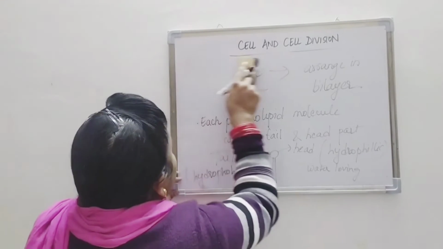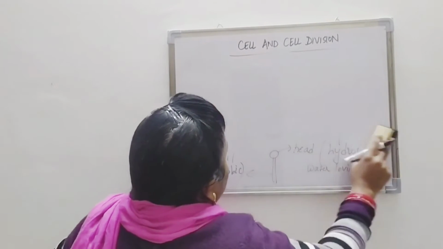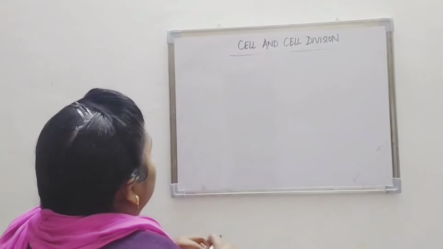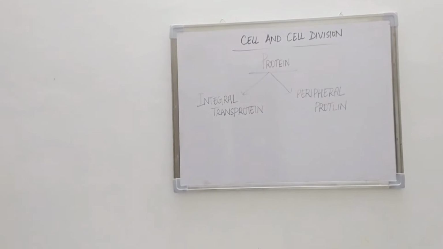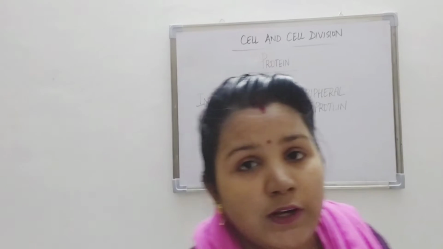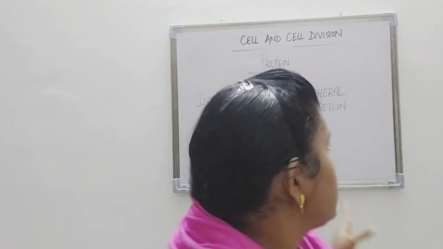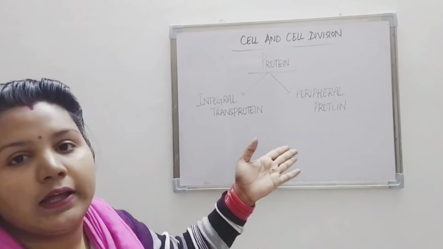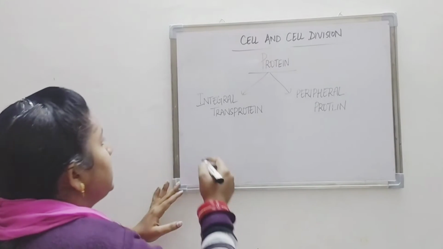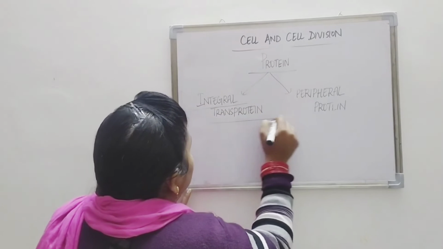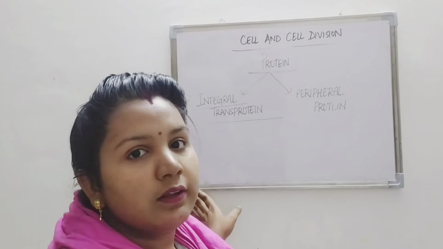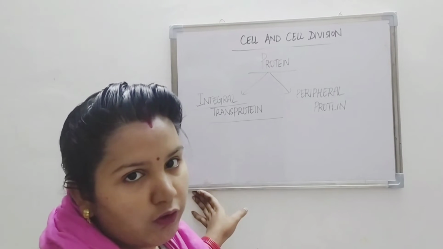Now let us study a little about protein. The protein is embedded in the phospholipid bilayer in two types. The first type is integral trans protein and the second type is peripheral protein. Integral trans protein is present in the entire layer of the phospholipid.